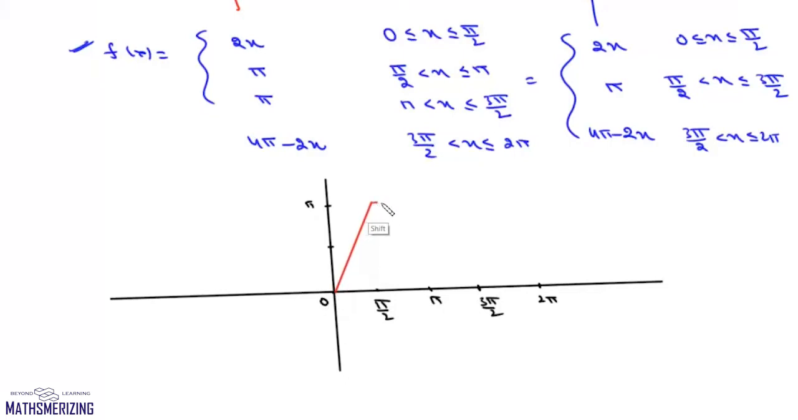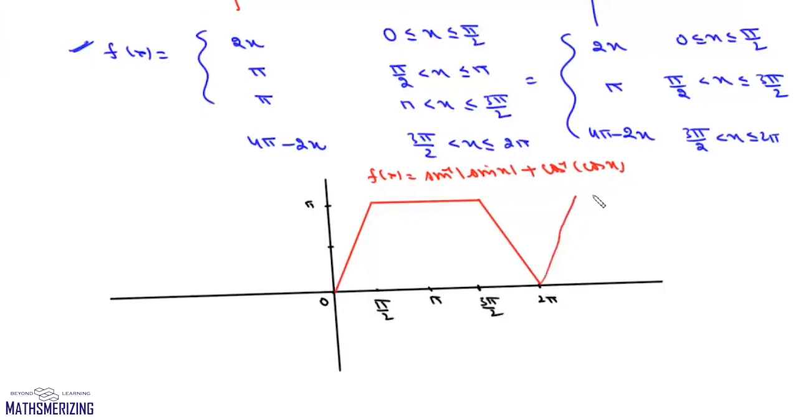Now between π/2 and 3π/2, this value is π. Now between 3π/2 and 2π, if we put x as 3π/2, we'll get this as π. And if we put x as 2π, we'll get this result as 0. So between 3π/2 and 2π, it'll be simply this straight line. So that is the graph of this function f(x), which is sin⁻¹|sin x| + cos⁻¹(cos x). Now this graph will repeat in the same fashion.